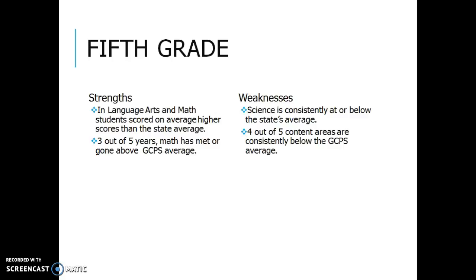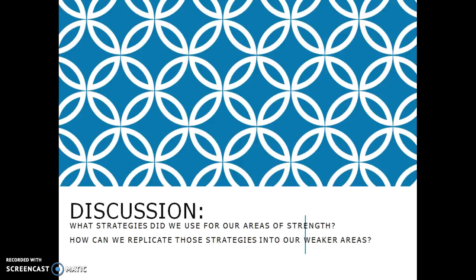So the fifth grade summary that we had talked about: in language arts and math, scores were higher than the state's average. 3 out of the 5 years, math met or went above the GCPS average. The weaknesses: science is consistently at or below the state's average, and 4 out of 5 of the content areas were consistently below the GCPS average.